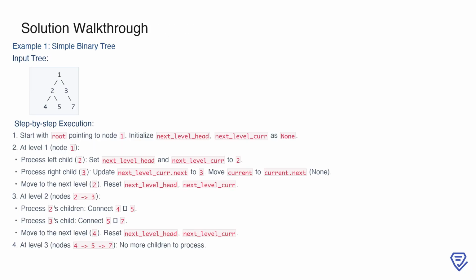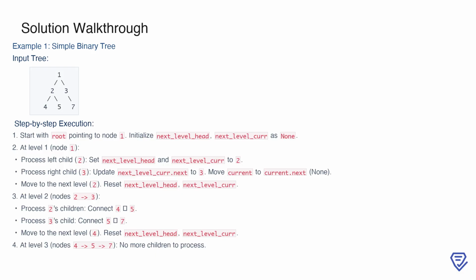Here, we're given a simple binary tree, and our goal is to populate the next pointers for each node so that they point to their next right node. If there's no next right node, the pointer should be set to null. We start with the root node, which is 1. Initially, we set 2 pointers, next_level_head and next_level_cur, to none. These will help us track the head of the next level and the current node in the new level, respectively.